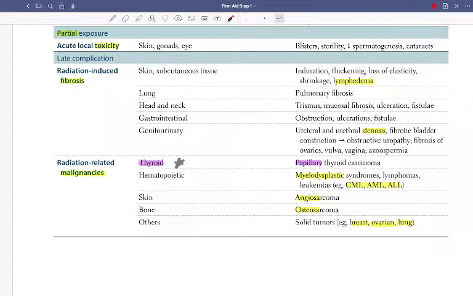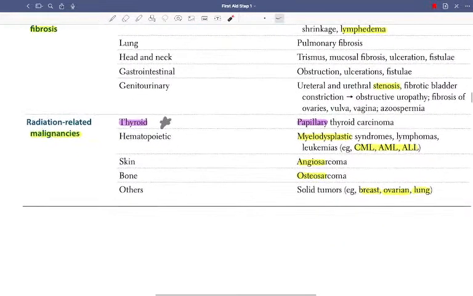Okay, so skin and subcutaneous tissue: induration, thickening, loss, shrinkage, lymphedema. Lung: pulmonary fibrosis. Head and neck: trismus, mucosal fibrosis, ulceration and fistula. GI: obstruction, ulceration, fistula. Genitourinary: urethral stenosis, obviously fibrosis, stenosis, fibrotic bladder constriction, esophageal, vulvovaginal, ovarian fibrosis, obstructive uropathy. Radiation-induced malignancies is the most important.